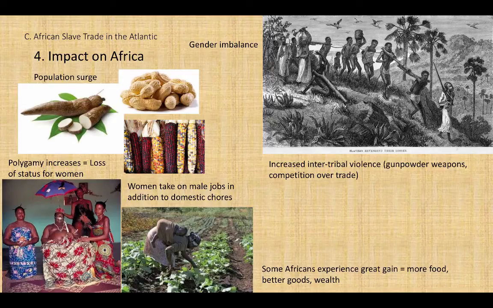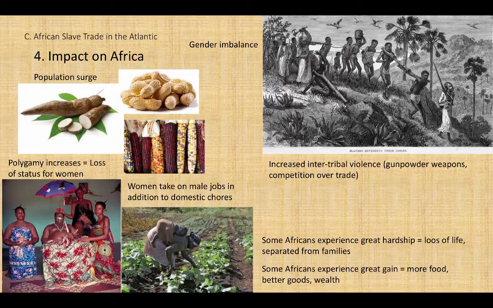In addition to that, warfare becomes much more violent because Africans get access to gunpowder weapons, and they didn't have that before. And then finally, Africans are also encouraged to go and raid Africans in the interior to bring back more slaves for the coast. And so we see that just like the fur trade in North America, intertribal warfare increases because of the slave trade in Africa.